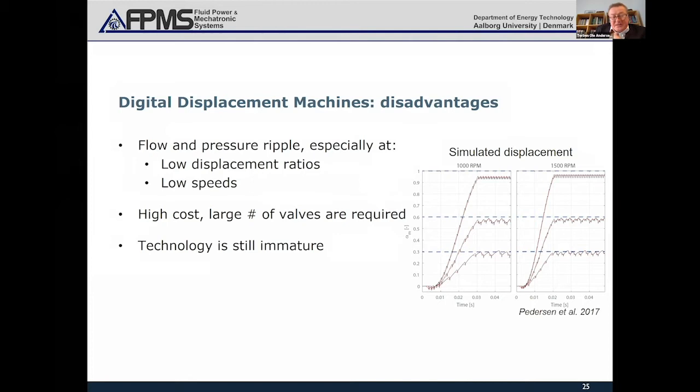So the technology is still immature, even though on some web page you can see now it is there, but you can't buy it actually. So there are some problems still.